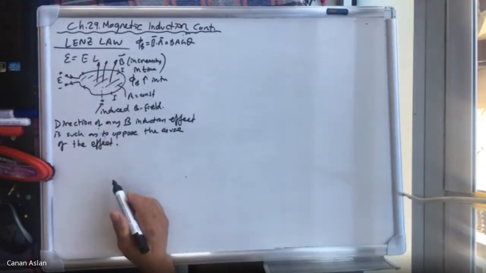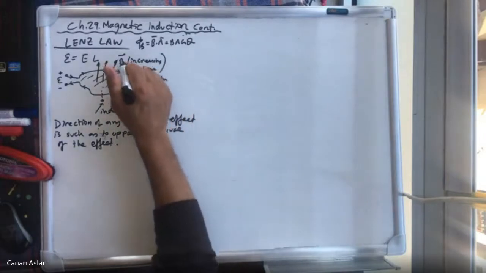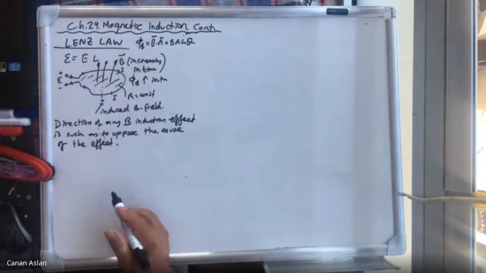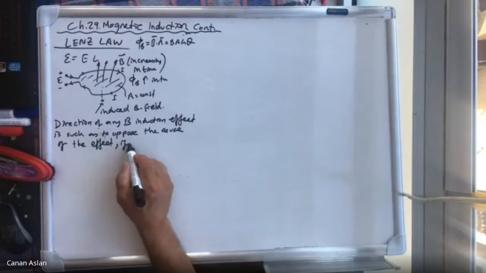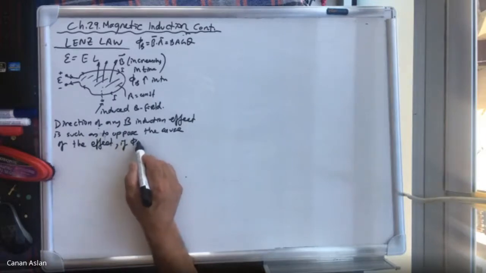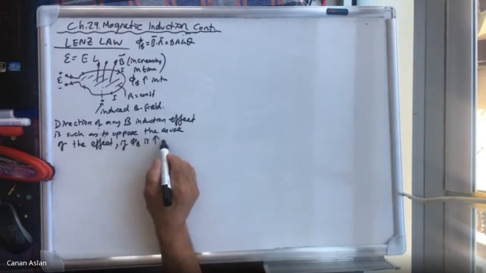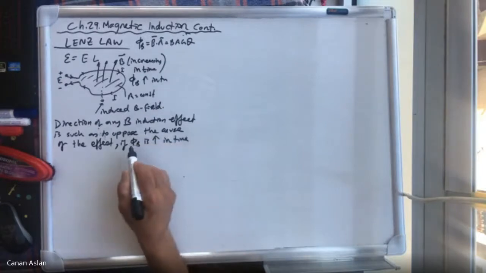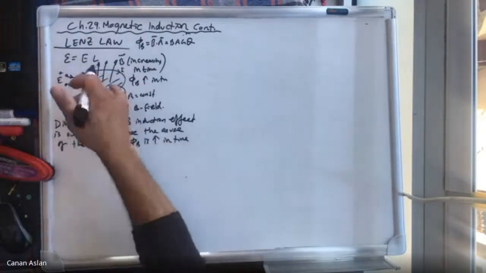If the magnetic flux is increasing in time. Actually, we have to add this. If phi B is increasing in time. If the magnetic field is reducing in time, everything is opposing.